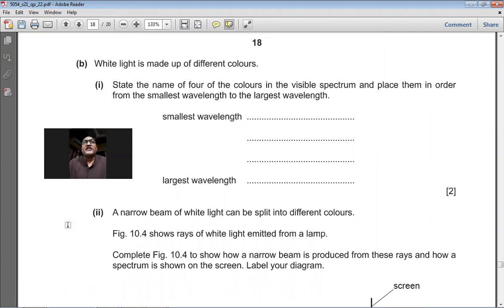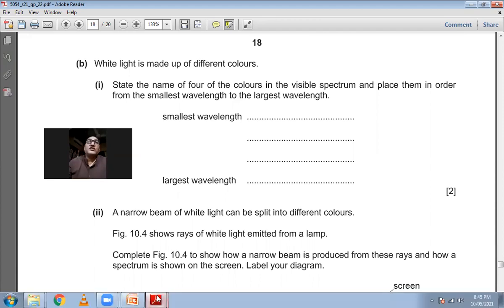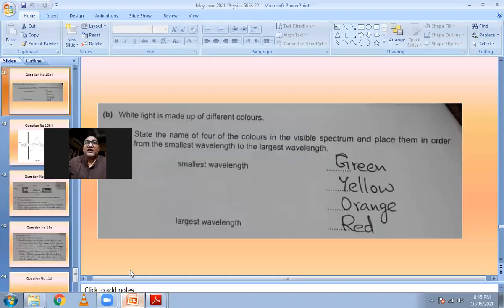It says white light is made up of different colors. State the name of 4 of the colors in the spectrum and place them in order from the smallest wavelength to the largest wavelength. Okay. So for example, the first 4 colors are red, orange, yellow, green. But here, for the order, first of all you have to write the one which will have the smallest wavelength in those 4. So let me show you. It can confuse you. Okay.